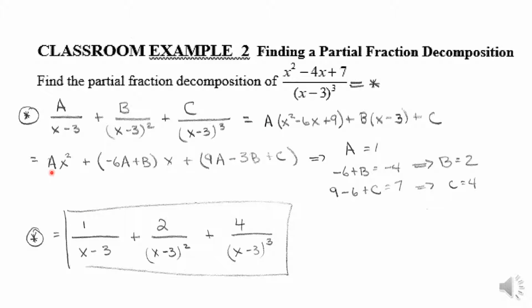So what I see is that a corresponds to the 1 up here, so a is equal to 1. Minus 6a plus b corresponds to the minus 4, and we see that 9a minus 3b plus c corresponds to the 7. That's the constant. So a is 1. Here I substitute a to be 1, so b ends up being 2 and c is 4. And this is our partial fraction decomposition.